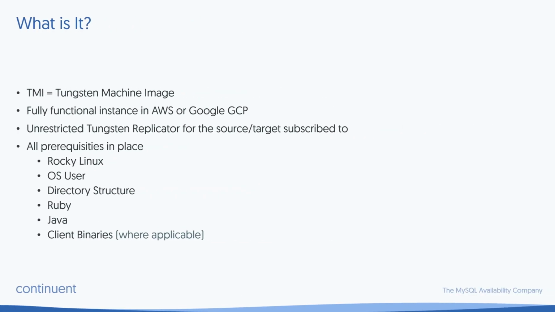You hear me talking about it, but what is it? The TMI is the Tungsten Machine Image, and it's an image that we have built and made available in the AWS and Google marketplaces. It will build a fully functional instance with all of the prerequisites in place, such as the operating system users, the directory structures, and all the prerequisites like Ruby and Java and the client binaries where applicable. It will contain a fully unrestricted version of Tungsten Replicator applicable to the source or target that you subscribe to, and it will run on Rocky Linux. And this is all available right now in those marketplaces.